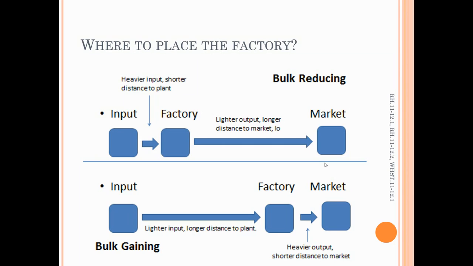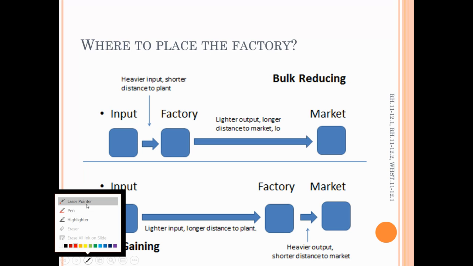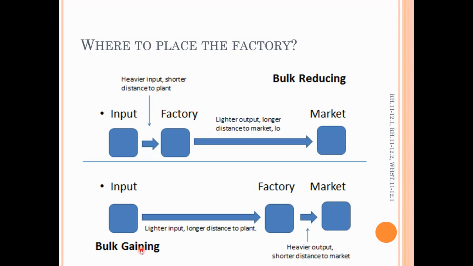So here's a nice little chart to help you out. And we get our vocab terms: bulk reducing and bulk gaining. Bulk gaining and bulk reducing. All right, so my inputs, my materials, if they are heavy, I want to minimize the distance I have to bring them to my factory. So I'm going to put my factory close to my heavy materials.